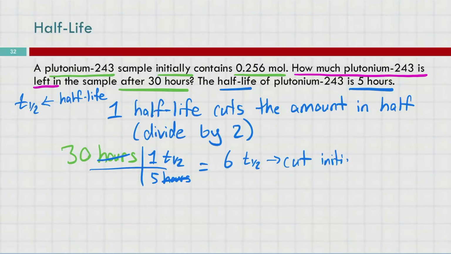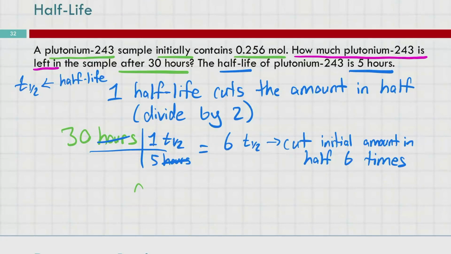So cut the initial amount in half 6 times. What that means is we're going to take 0.256 moles and divide by 2, 6 times. You can either do that sequentially or all at once. So you could take 0.256, divide by 2, press equals, or press enter on your calculator, and then do it 5 more times. Or you can do it all at once.